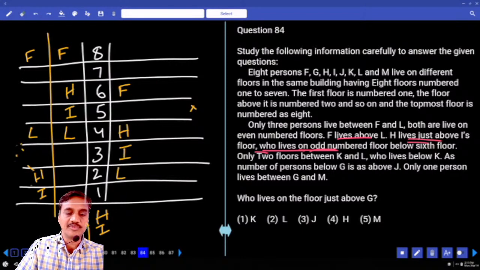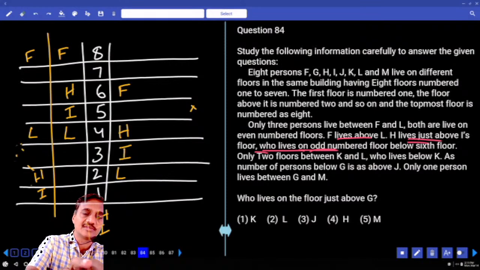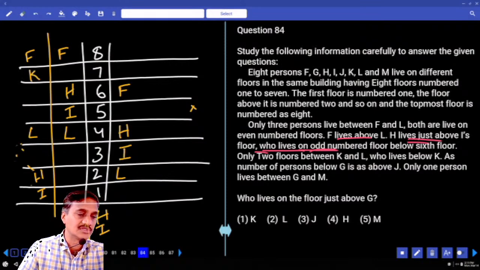The next one lives below 6th floor. And only 2 people between L and K. Now in between L and K, there must be exactly 2 people. K is here. And 2 people between L and K. Now in this one, 2 people between L and K. K can be either here or here. There are 2 possibilities.